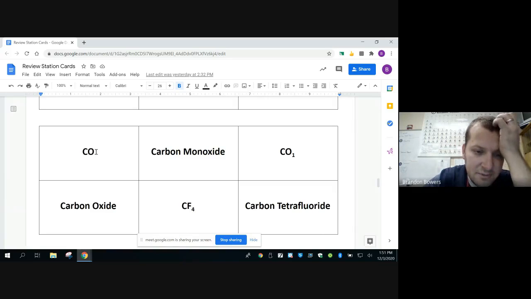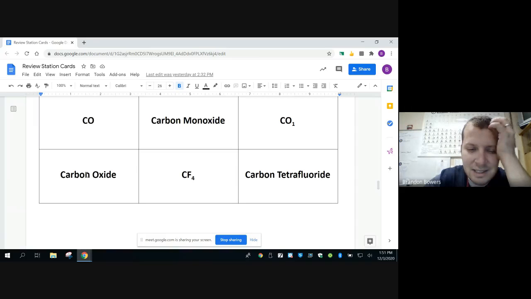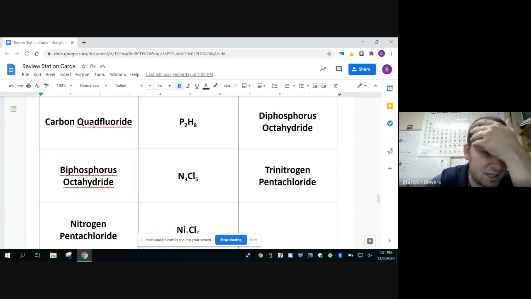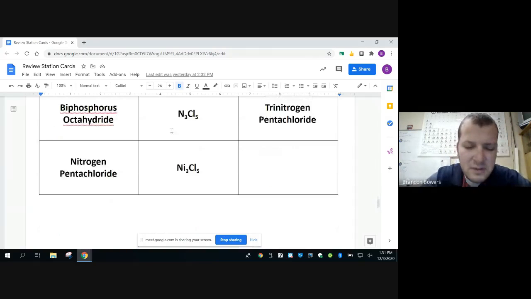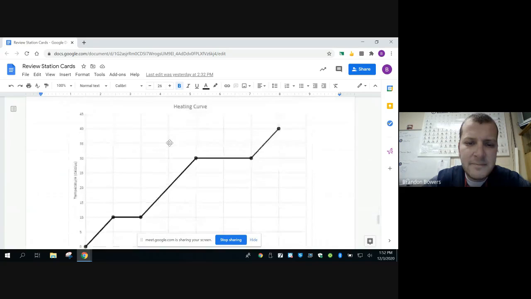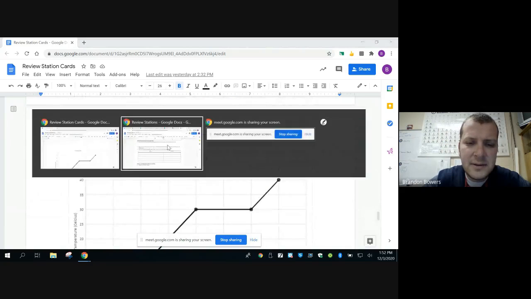All right, so this is station 5, carbon monoxide. That doesn't exist, that doesn't exist. Carbon tetrafluoride is what that looks like. Not quad, that quad does not exist. P2H8, diphosphorus octahydride. So hopefully you guys are feeling pretty good with naming. The people that emailed me their scores, so far you guys have been crushing it on that quiz. And the heating curve, density curve, you will not be assessed on that.